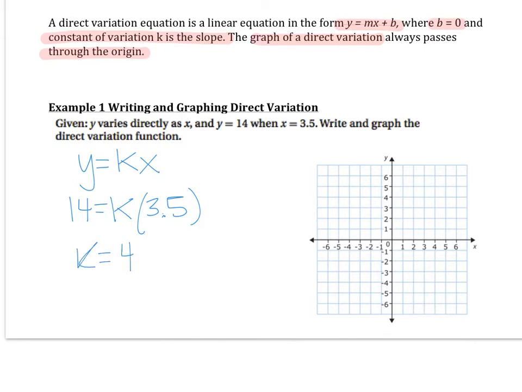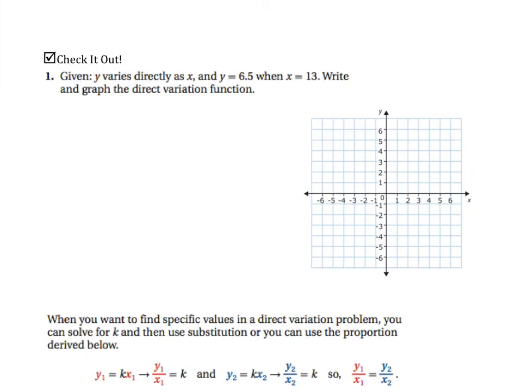And then rewrite our direct variation and graph. You could use Desmos for that. I know it passes through the origin, or you just plot some points. So when x equals 1, y equals 4, x equals negative 1, y equals negative 4. And plot points. So we'll check it out.